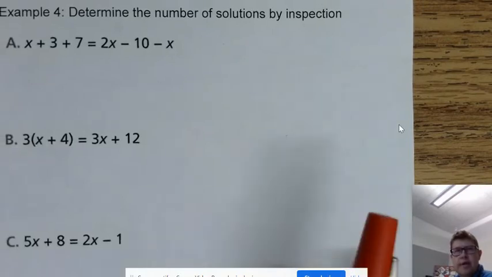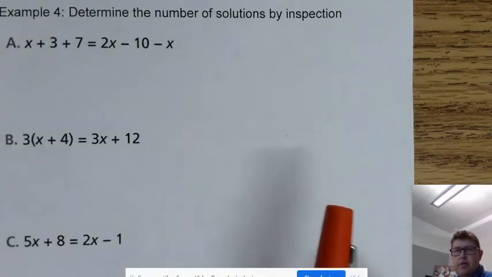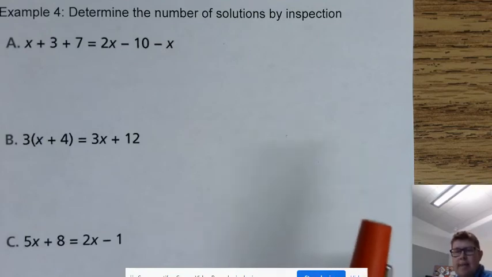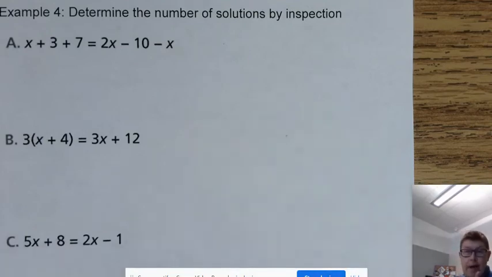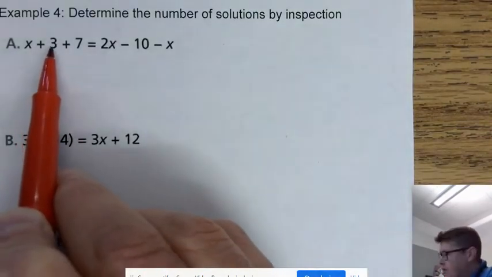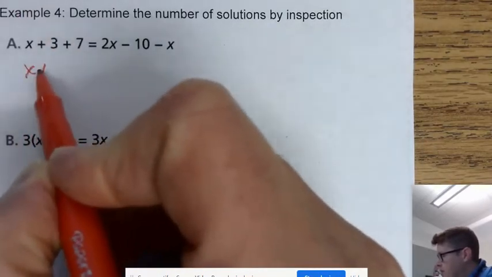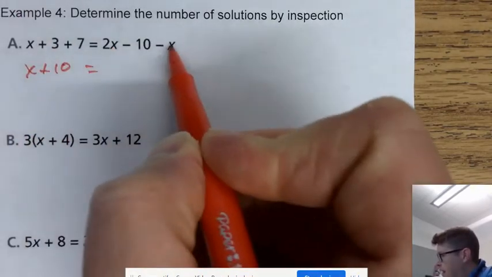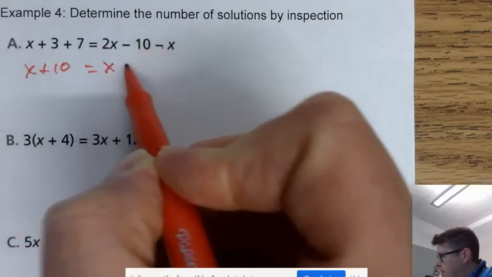Okay, determine the number of solutions by inspection. This is kind of where you see the result of what's going to happen before you actually finish solving it. So let's see if we can do that. We're going to simplify things over here. I want to combine these together because they're just regular numbers. So I end up with x plus 10. 2x minus x, I'll combine those two together, is just x.